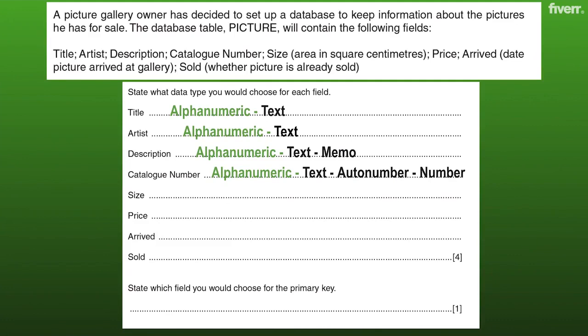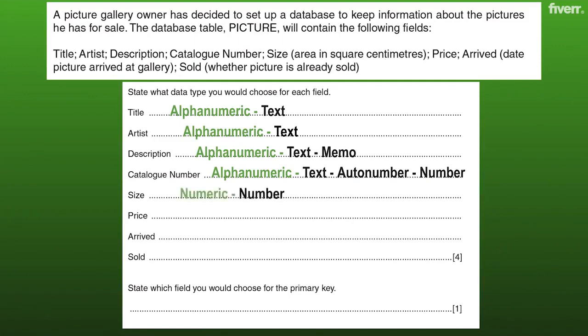But if you've built a database, you may also be used to using an auto number for your primary key, and technically it does say catalog number. So you could put a number and it would be acceptable. Next is size. The size is the area in square centimeters. So that is a numeric value. We will mark that as a number.